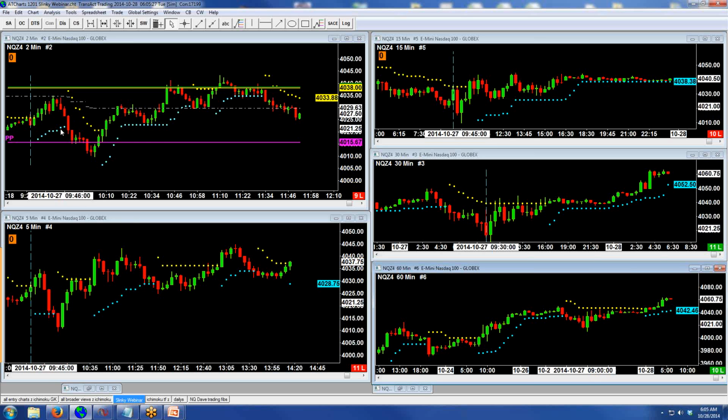But here it is on the 2-minute chart. Closes below, boom, it goes. Closes above, goes. You can also see how those dots hold as support. I've got the 50% fib retracement on here as well. But you can see also how these dots hold as support.